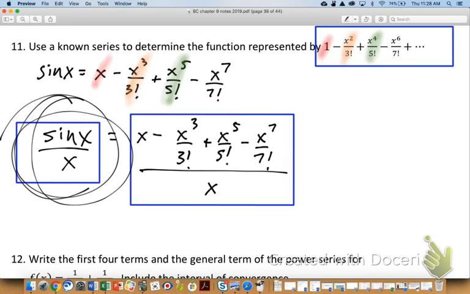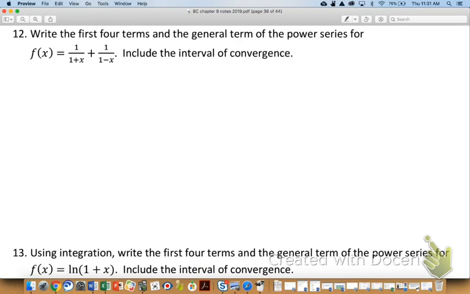Okay, why don't you guys take a look at number 12. Number 12. This is going back to writing a power series now, right? This is going back to what we did the first 2 days. Hey guys, we're going to do number 13 as well. Please be efficient with your time. Try number 12.